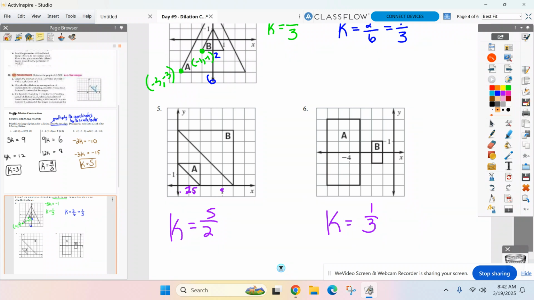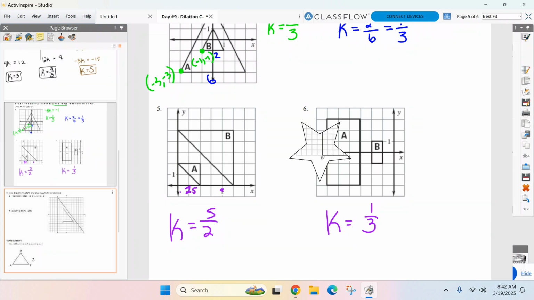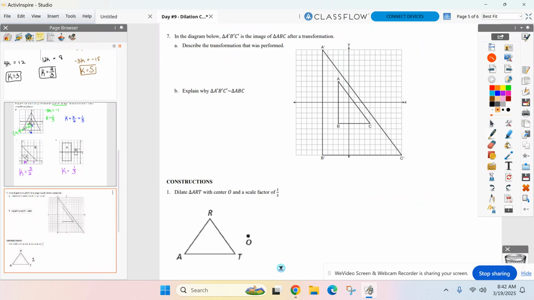Good job. All right, one more before we go to the constructions. I got ABC, and then I have A prime, B prime, C prime. Describe the transformation that just happened. Hey, we know it's got to be a what? We've done 4. Reflections, translations, rotations, dilations. Look at this thing. It's getting bigger. So at least we know we've done a what? A dilation.